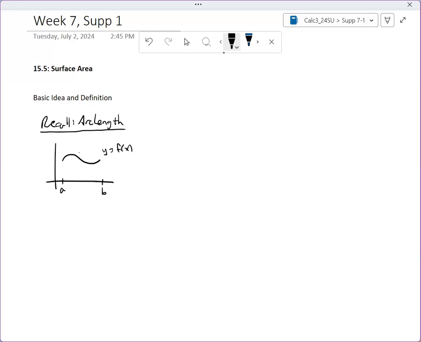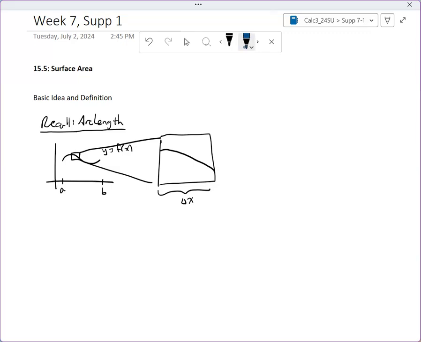And remember, the way that we approached this was to take a little chunk of the curve. If we zoom in on a small chunk, say of width delta x, where delta x is small, we have a bit of curve there. We see that from the left to the right sides of this window, we have a vertical deviation, delta y, and a horizontal deviation, delta x.